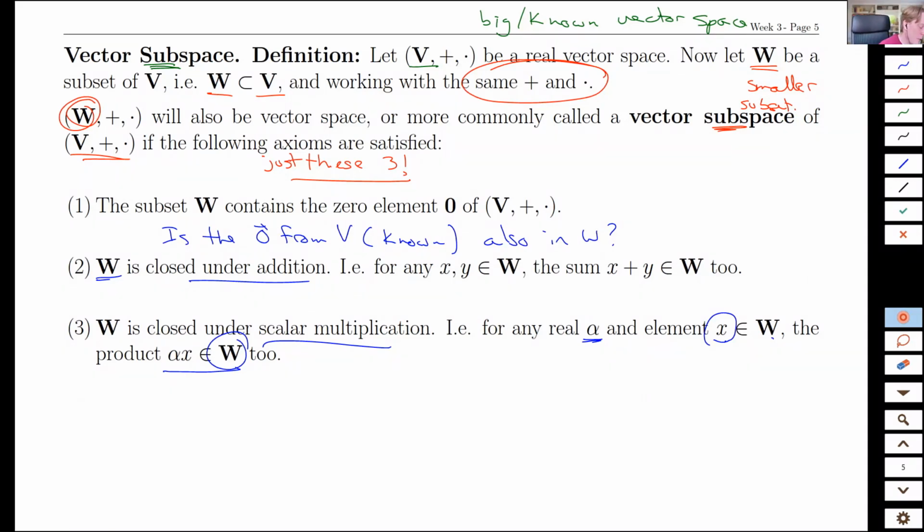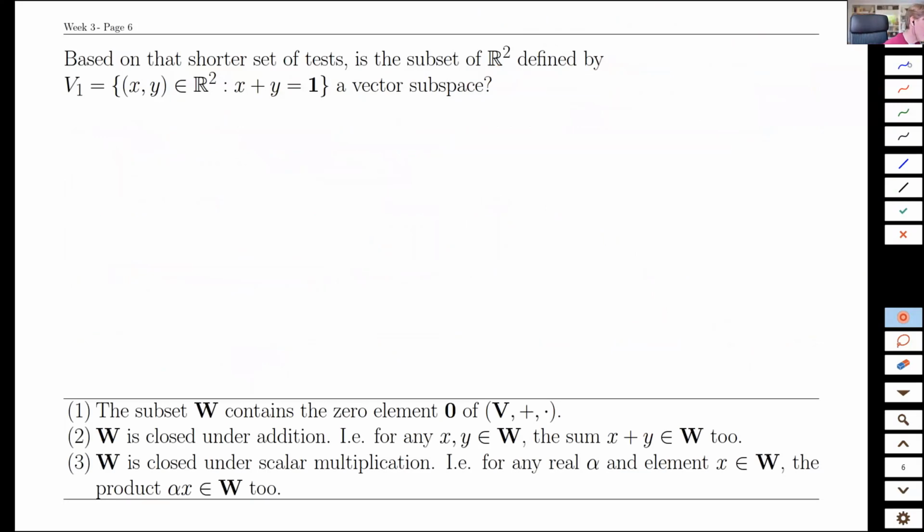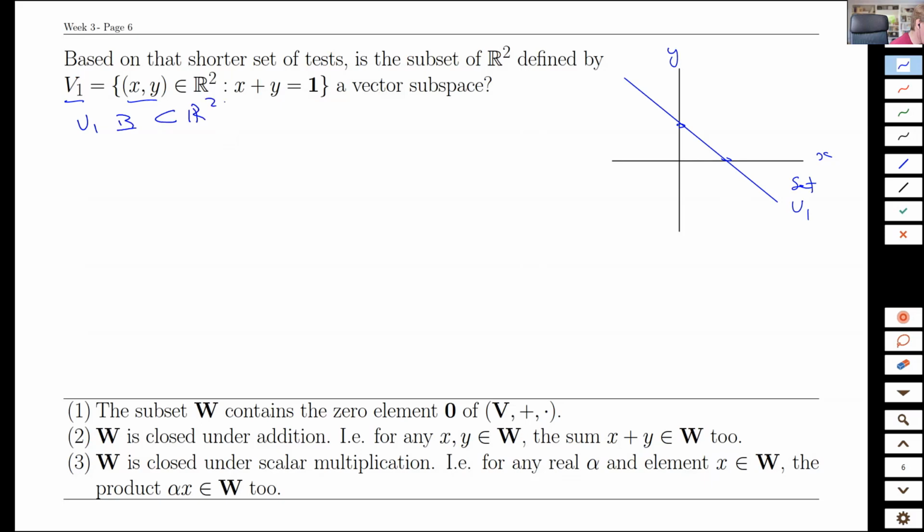All right, so let's see this play out with specifically the set we have here. We have our set, we have our V, X, Y. So again, what does this mean geometrically? This is X and Y, and we had the points here. I got the line, there we go. So this is the set V1. And so V1 is a subset of R2. So R2.